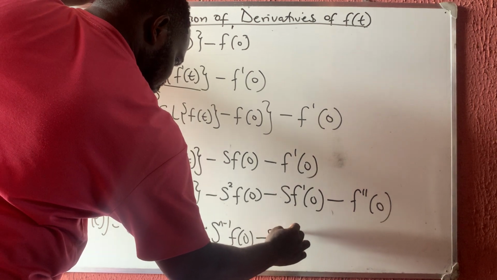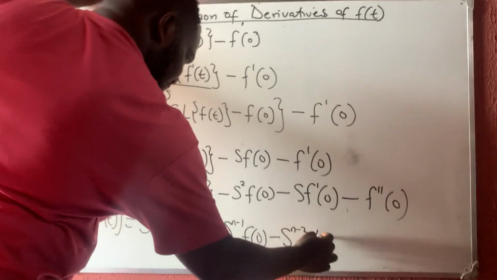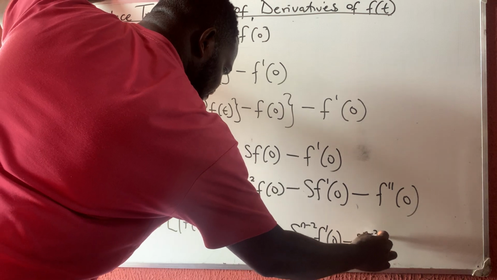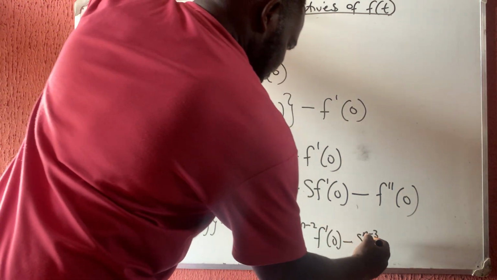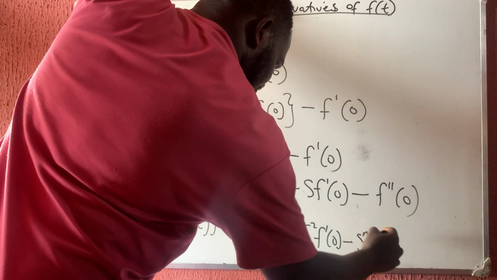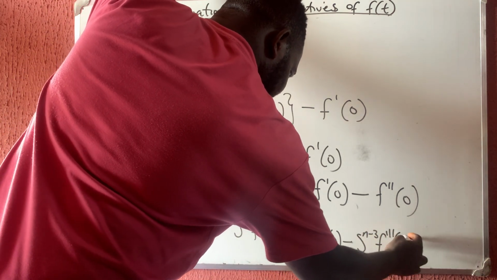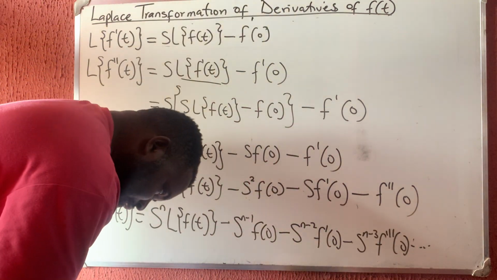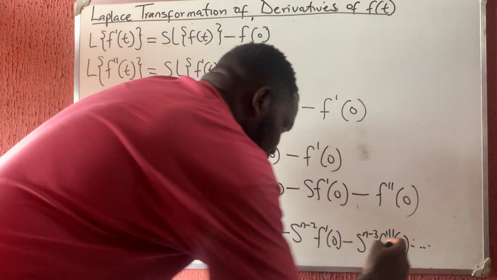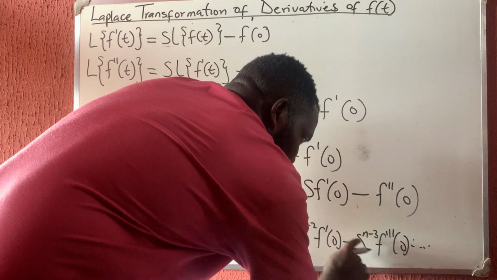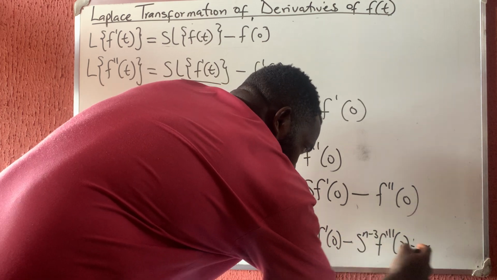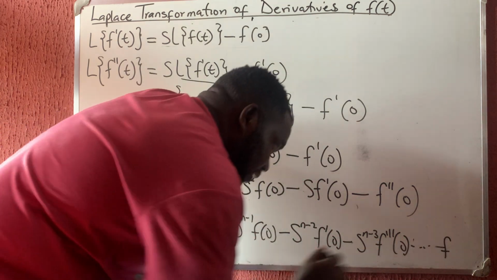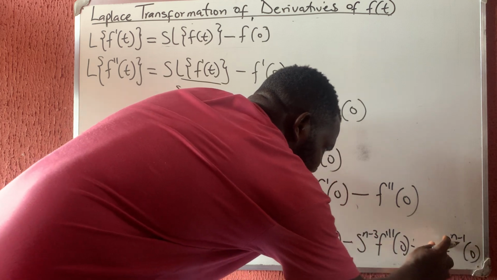n minus 2, f prime of 0 minus s raised to power n minus 3, right? N minus 3, then I have f prime prime prime of 0 minus dot dot dot. It will end wherever it's going to end. So let's say that the end is going to be where this will not be equal to this. So this one will be out. Okay, this will not be raised to power 0, which is 1. So I will now have minus f raised to n minus 1 of 0, right? Okay, so that is that.